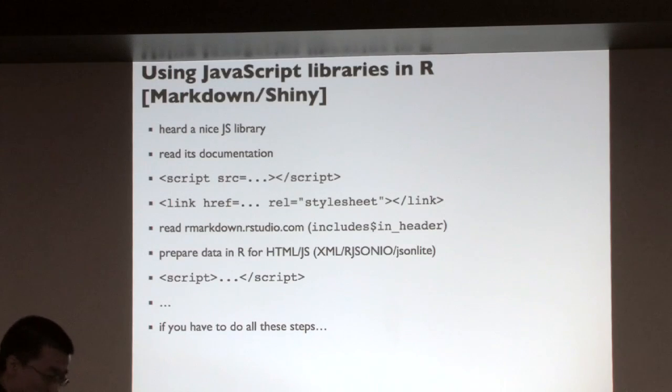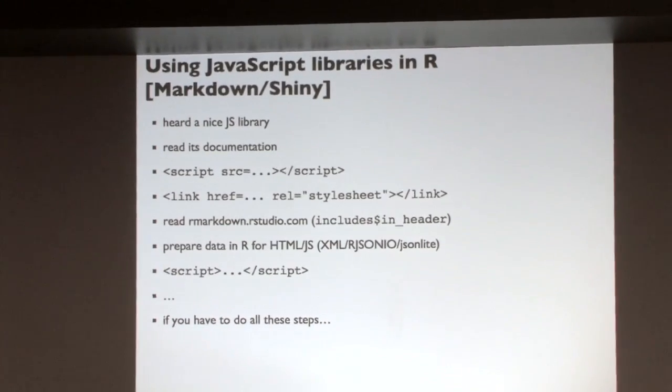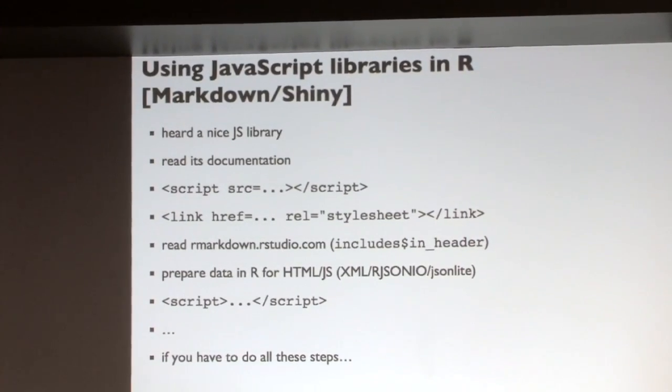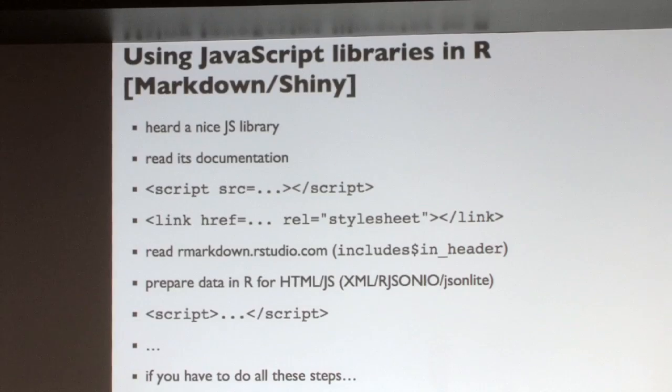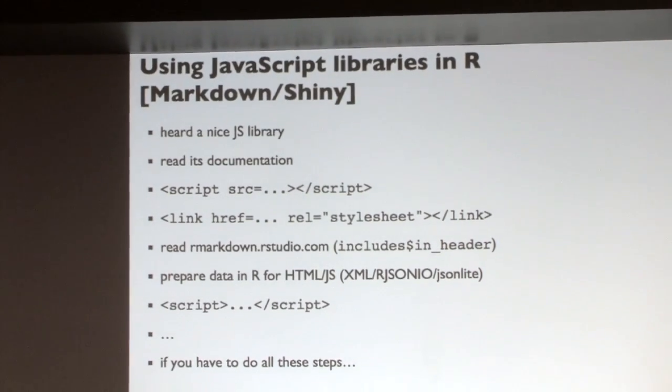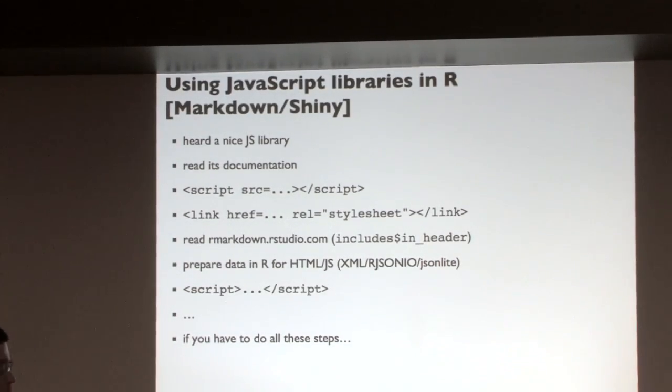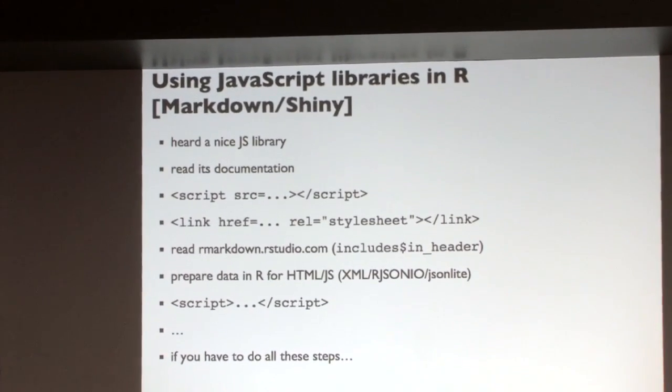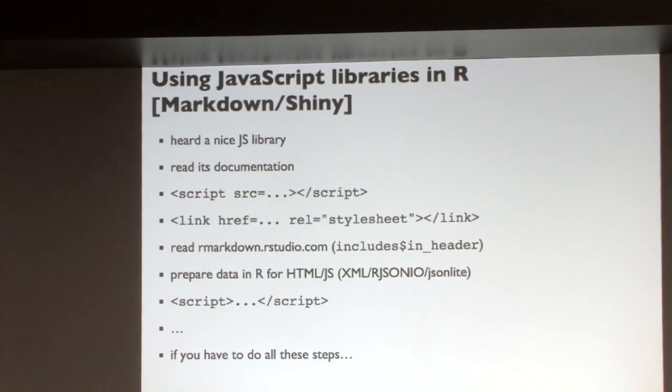So before HTML widgets, if you want to use JavaScript libraries in R or in R Markdown or in Shiny, you would go through steps like this. Probably you heard of a nice JavaScript library from your colleagues, and then you go to the documentation, read it, and then you include these JavaScript files in your Markdown files or HTML files using the script tag, and then include some CSS files, and then you go to the documentation of Markdown and see how to include all these files into the Markdown documents, and then you prepare data in R. Sometimes it's JSON, or sometimes it's XML, or things like that. So you have to use a couple of R packages. And finally, you write some JavaScript code in that document, and there are just so many steps to go through.